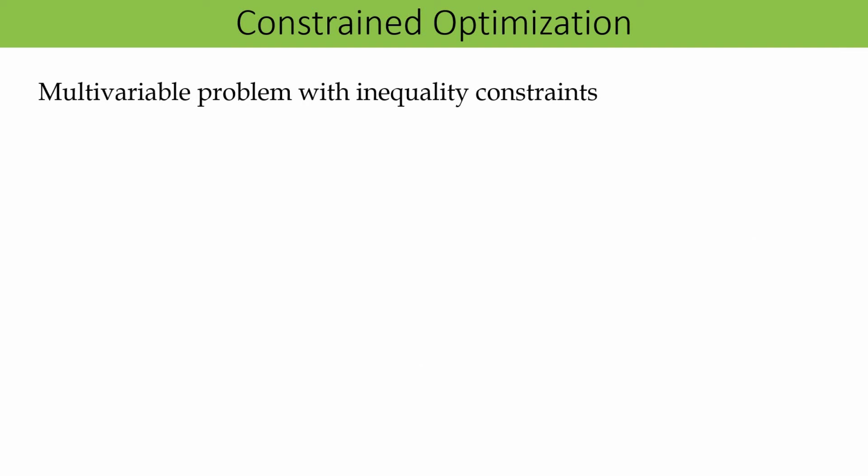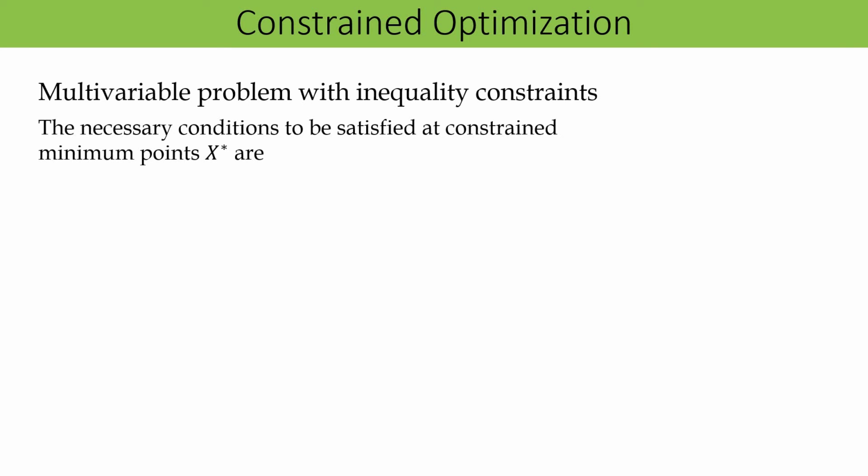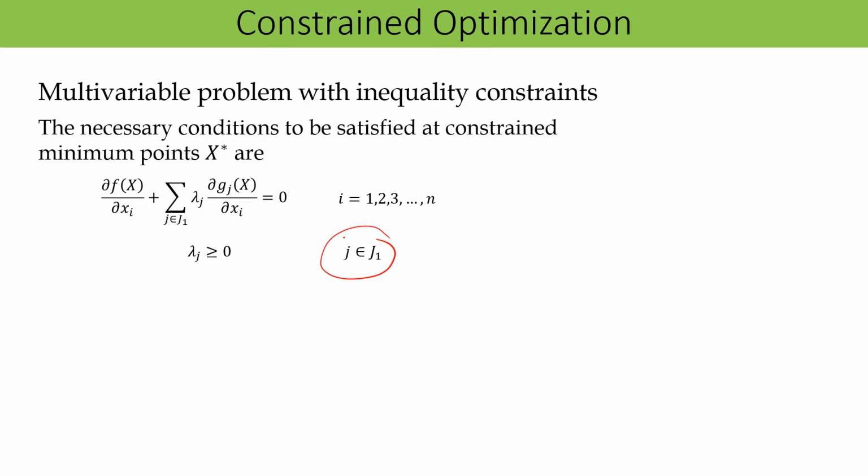So I can write the necessary condition to be satisfied at the constrained minimum point x star. Okay, so the necessary condition is this condition: the partial derivative of the Lagrange function with respect to the variable should be equal to 0, and lambda j should be greater than 0 at the optimal point. And this is for the active constraints.